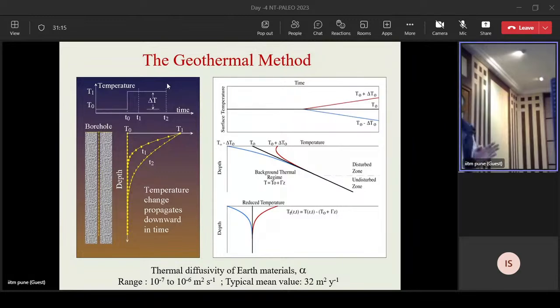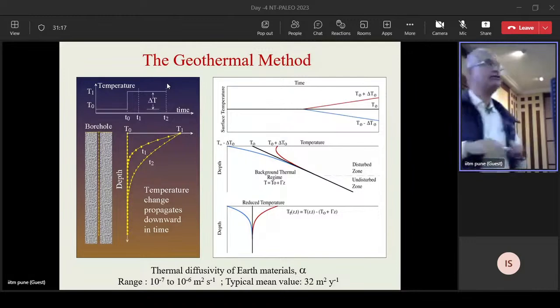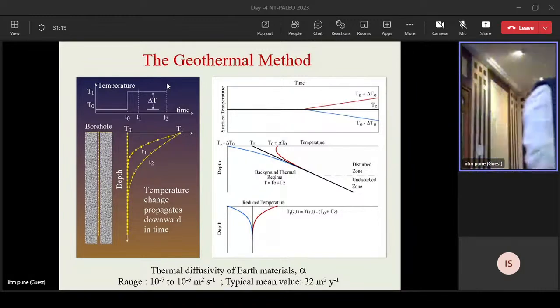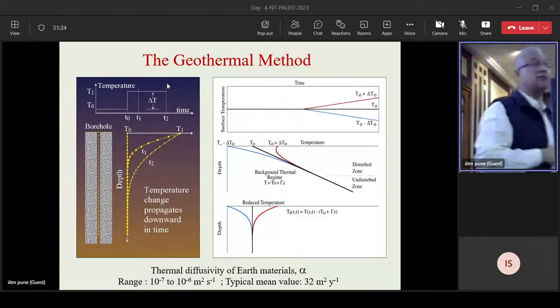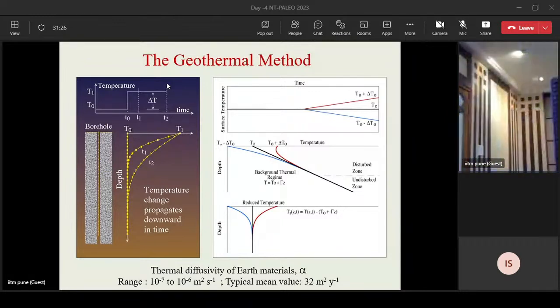So it's possible. For example, if you go deep inside a forest and measure temperatures in a borehole, the surface has not seen the sun, or roughly, it has not seen the sun. So that will be an artificial cooling at that place. If you measure temperatures in the borehole in that place, you might see this. So it's not always that it will be increasing, it can also show decreasing.